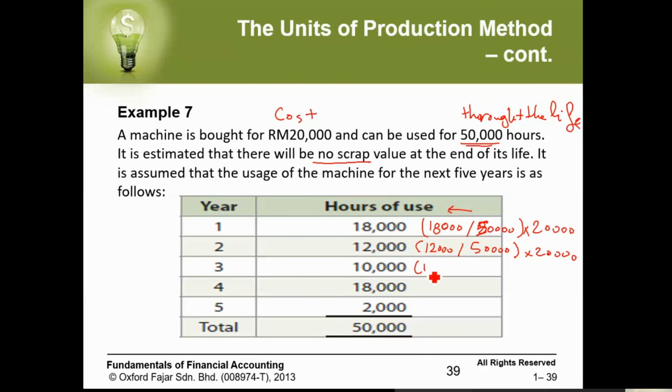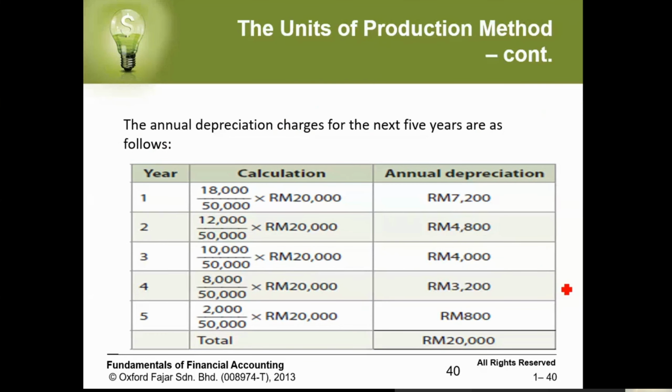Third year, same story, 10,000 divided by 50,000 hours, multiplied by 20,000, the cost of the asset, and so on. So let's see how the calculation will be. 18,000 divided by 50,000 multiplied by 20,000. This is the depreciation for each of the years.